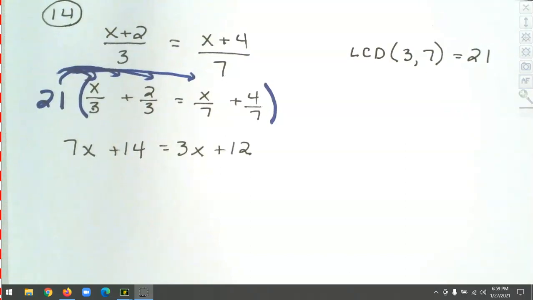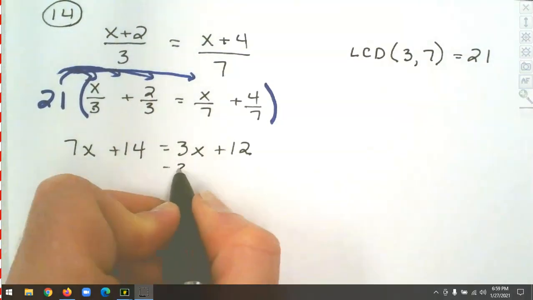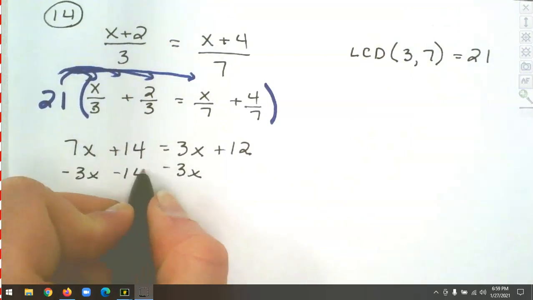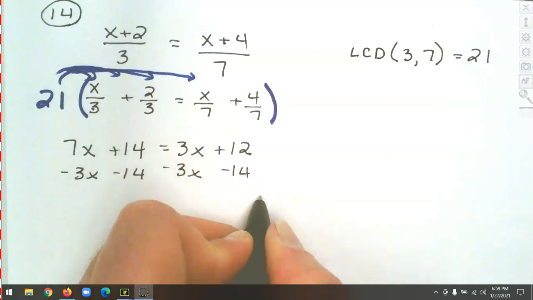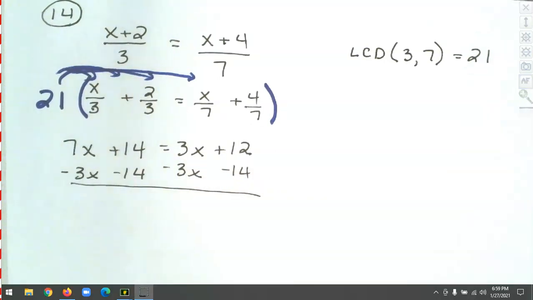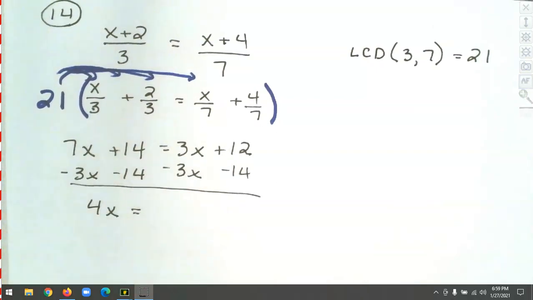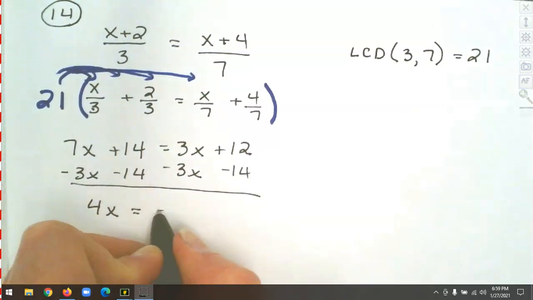Move the x's over, and we're done. So we're going to move that 3x over with subtraction, and we'll move that 14 over as well. Now we have 7 minus 3. That makes it a positive 4x. The 14's cancel. The 3x's cancel. And 12 minus 14 leaves you with a minus 2.